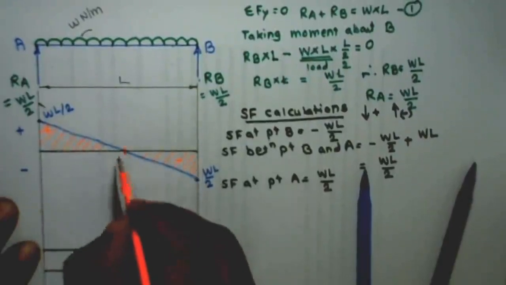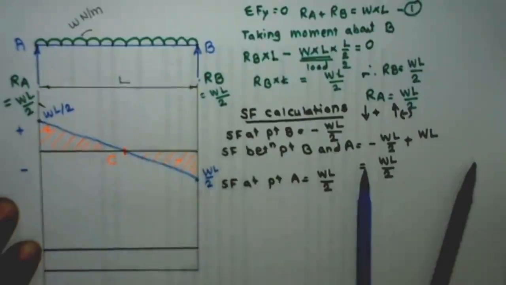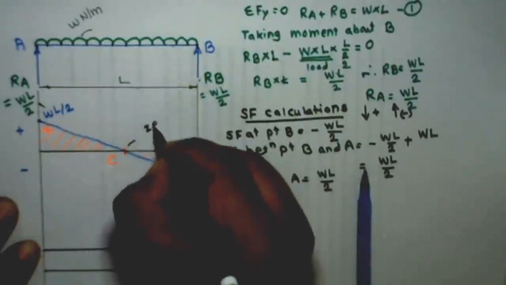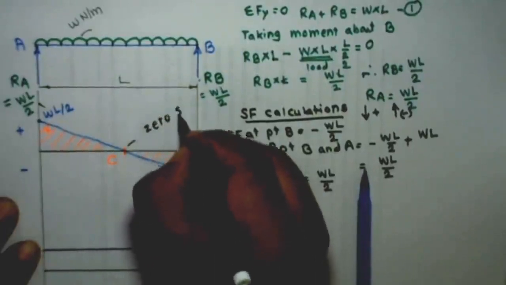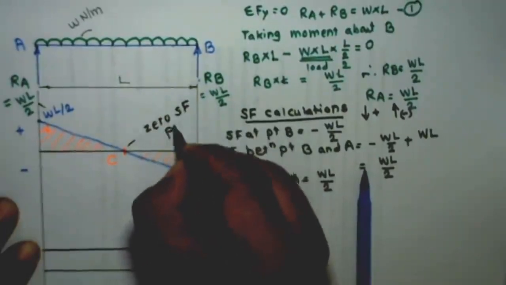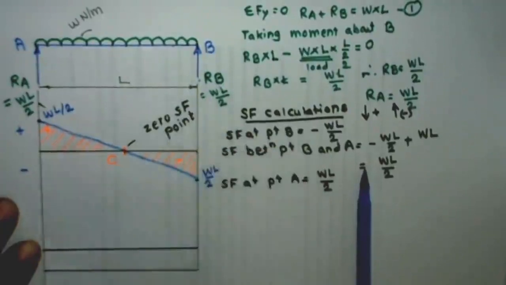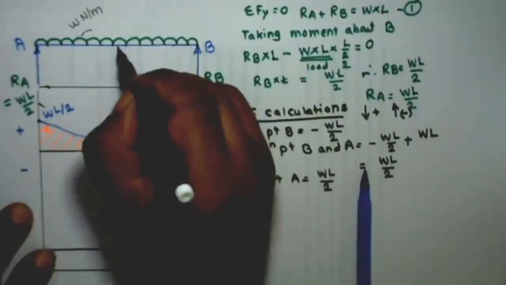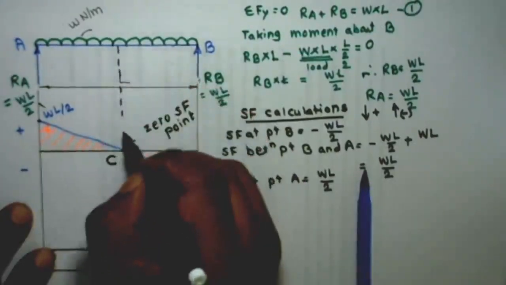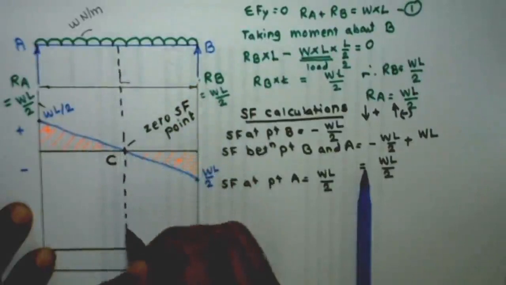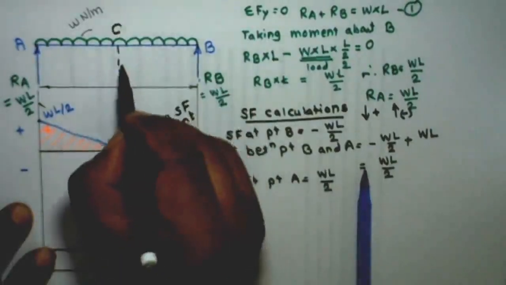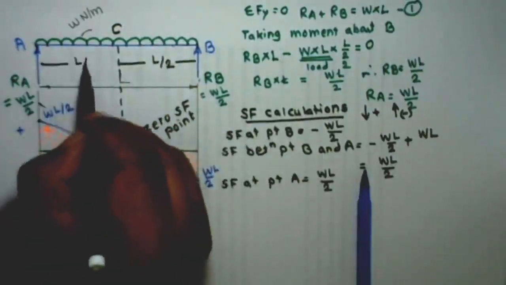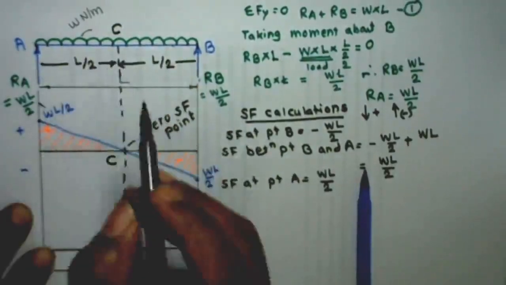The diagram interchanges the sign convention at point C. So here we may say that this point C is called the zero shear force point, and the bending moment corresponding to this point is the maximum bending moment, which lies at the center of the span. So this point we may say C. In that case, this is L by 2, and this dimension is also L by 2.